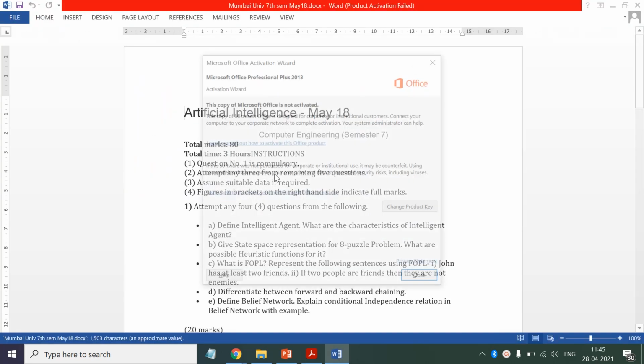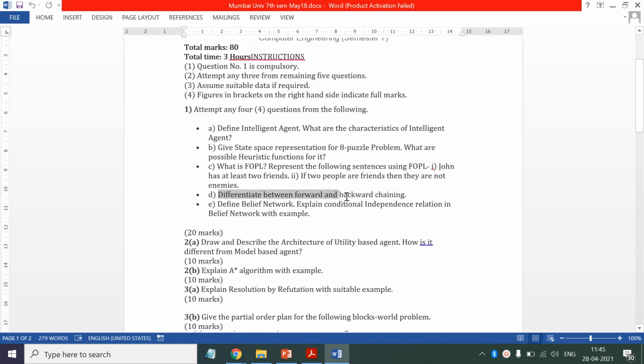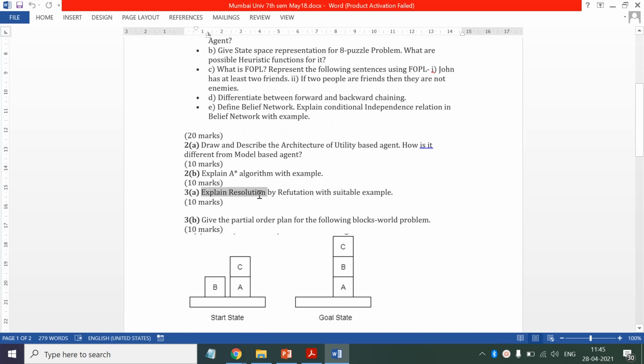This is a Mumbai University question paper of 2018. Here, as you can see, differentiate between forward and backward chaining. This is our today's topic. So differentiate between forward and backward chaining. Then explain resolution by refutation with suitable example.